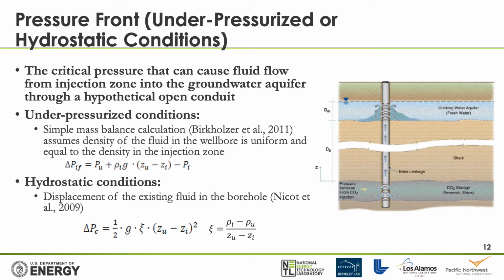So the pressure front under pressurized or hydrostatic conditions is delineated by the critical pressure that can cause fluid flow from the injection zone into the groundwater aquifer through a hypothetical open conduit. Under hydrostatic conditions, the critical pressure is the pressure increase that can cause displacement of the existing fluid in the borehole. Under underpressurized conditions, a simple mass balance calculation can be used that assumes the density of the fluid in the wellbore is uniform and equal to the density in the injection zone.